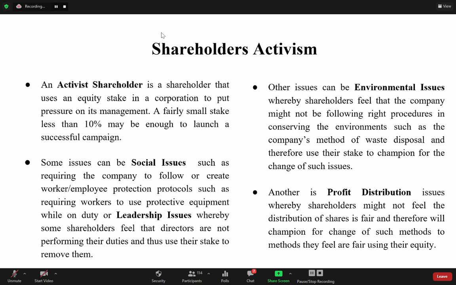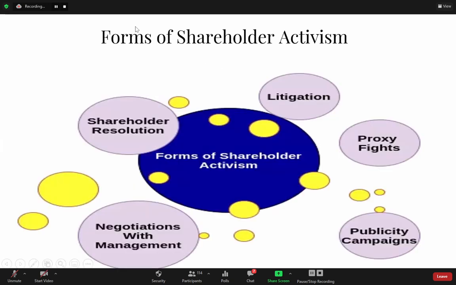Next slide, please. So here we look at the different forms of shareholder activism that can occur. Some of them are shareholder resolution, litigation, proxy fights, publicity campaigns, and negotiations with management. Let's try to explain what they're about. Next slide, please.